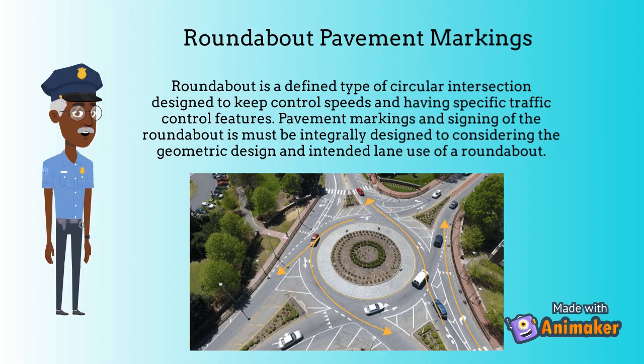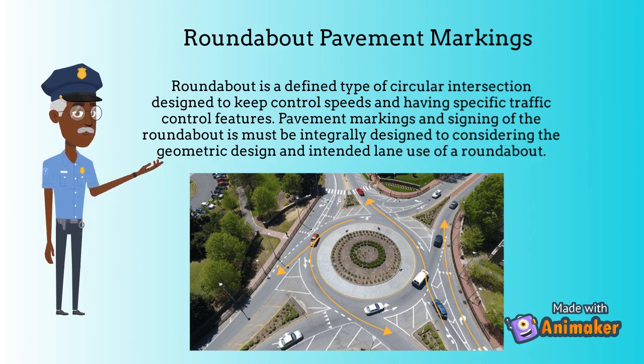Roundabout pavement markings. A roundabout is a defined type of circular intersection designed to keep control of speeds and having specific traffic control features. Pavement markings and signing of the roundabout must be integrally designed considering the geometric design and intended lane use of a roundabout.